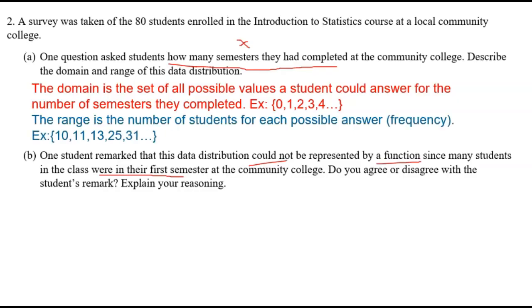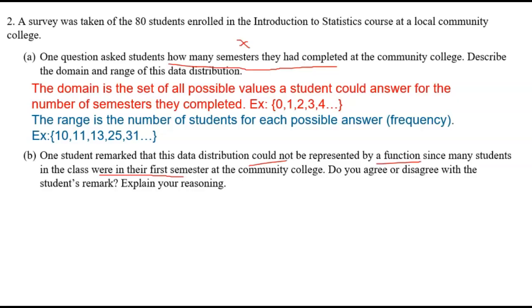Okay. The range. The range is the number of students for each possible answer of those semesters. So in other words, the frequency of each semester that was surveyed. My example was that it could have been 10 people for 0 semesters, 11 people for 1. Those are just random numbers. It could have been anything, but that's what the range would look like for that scenario.